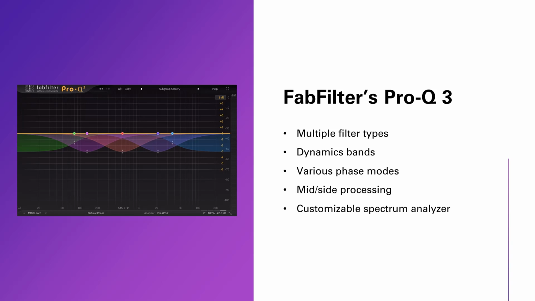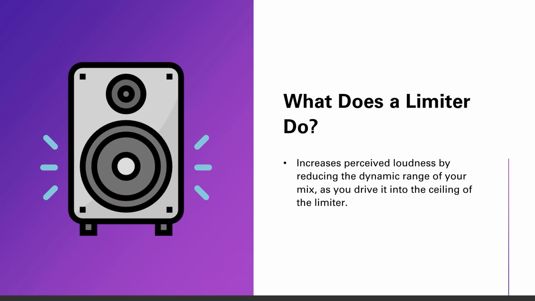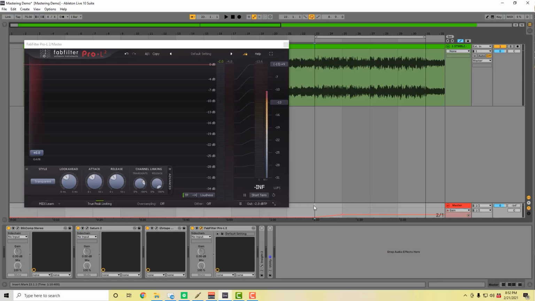Applying a limiter to the end of your mastering chain will allow you to increase perceived loudness levels by reducing the dynamic range of your mix as you drive it into the ceiling of the limiter. If you've mixed your song appropriately, you shouldn't have any issues achieving a nice loud master.